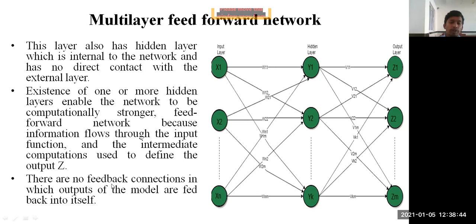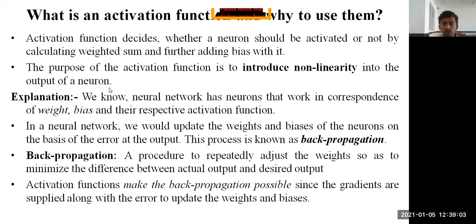Okay, so there are no feedback connections in which outputs of the model are fed into itself. So from Z1, you cannot come back to X1 as a loop again. It is also a feed forward network that is only unidirectional, but the only difference is it will have many hidden layers between input and output layers. Okay, so as I said, that's the introduction to your interconnections. Now let's talk about the next important metric called the activation function, which is very useful in your ANN.